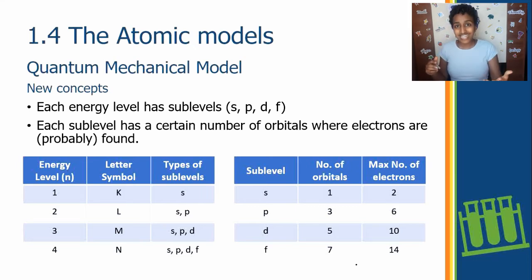Moving on, we know that D has 5 orbitals. Each orbital can hold a maximum of 2 electrons, so the whole sublevel D could hold a maximum of 5 times 2, 10 electrons. Finally, F, just like that, we have 7 orbitals. Each orbital can hold a maximum of 2 electrons, giving it a total of 14 electrons. All right. This is a lot to take in, right? So if you can memorize this table, good for you, honestly.